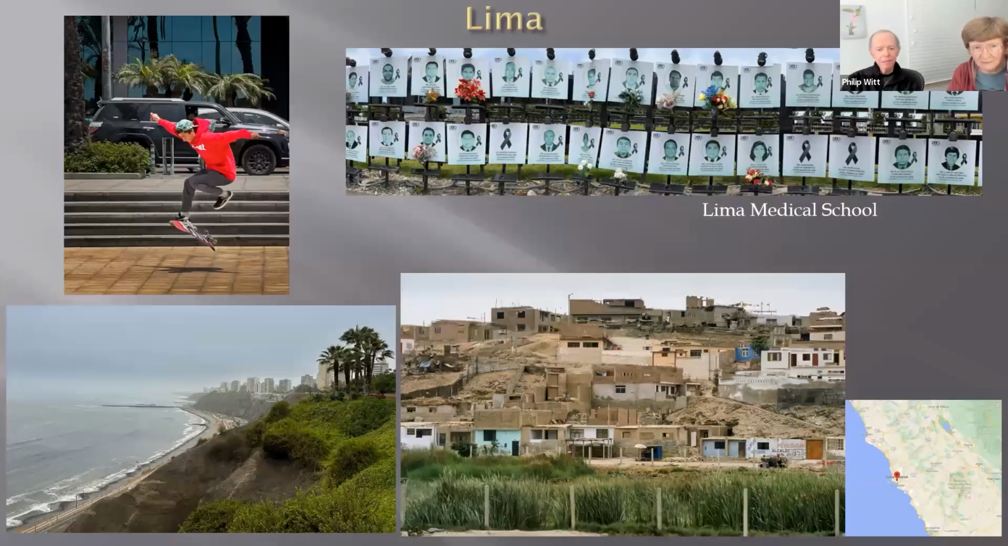Lima, as you probably know, is the capital and the largest city in Peru. It's got a population that's over 9 million. It could be as close to 11 million if you count the suburbs right around it. And we show a couple pictures here. The two on the left-hand side, the boy on the skateboard and looking down the coast, are taken from a wealthier area called Miraflores.